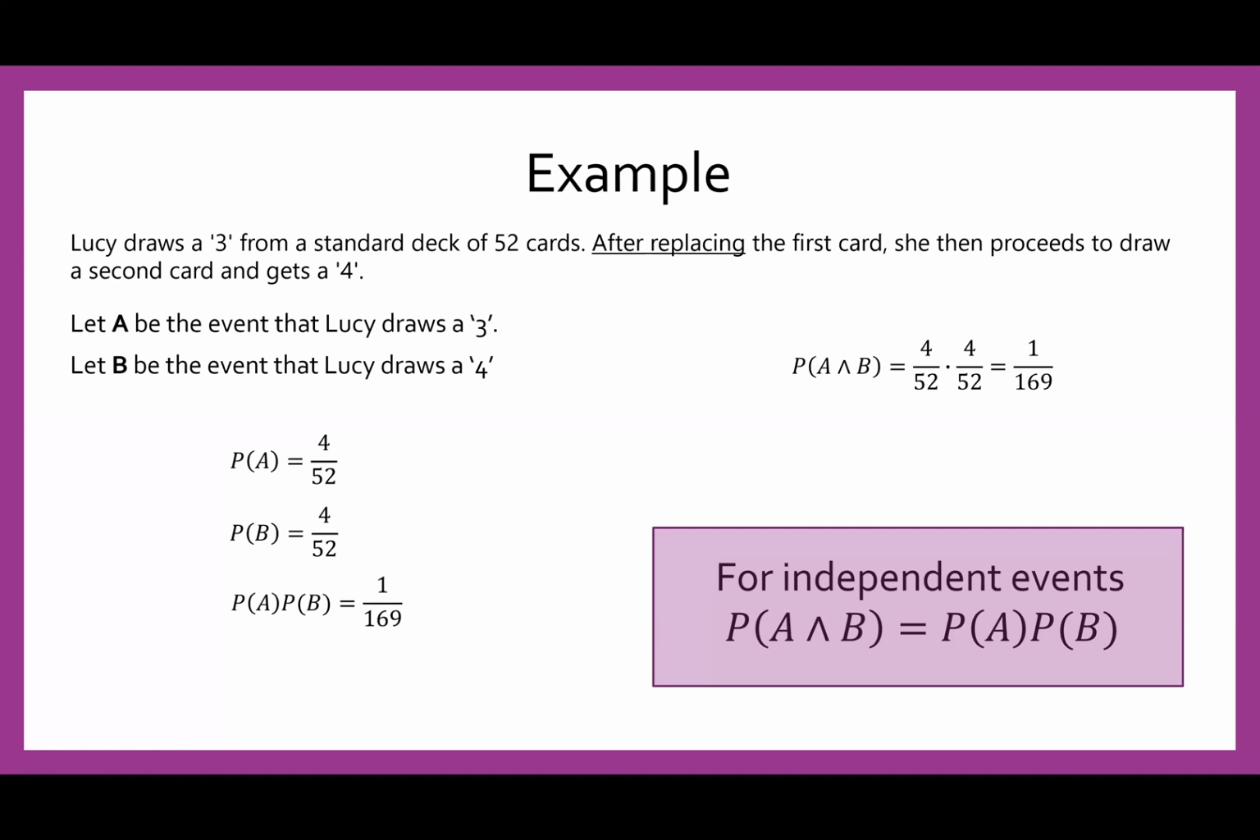This time when we compute the probability of A and B, the first term is still 4 over 52, but notice that the denominator in the second term didn't go down to 51 like it did previously. That's because we are replacing the card. So this act of replacing the card before drawing another gives us that the probability of A and B is equal to the probability of A times the probability of B. So we see that here A and B are independent events.